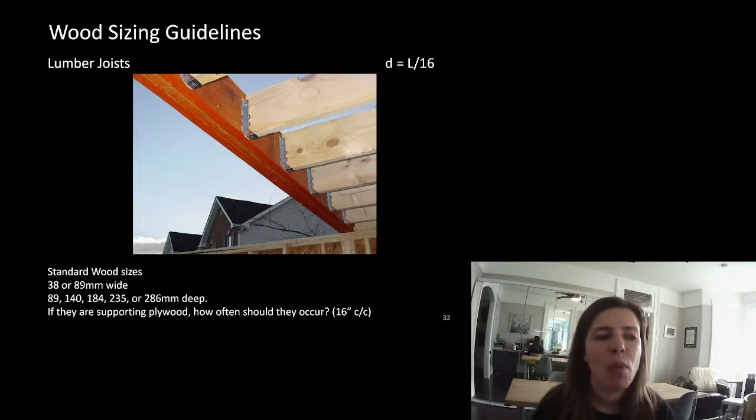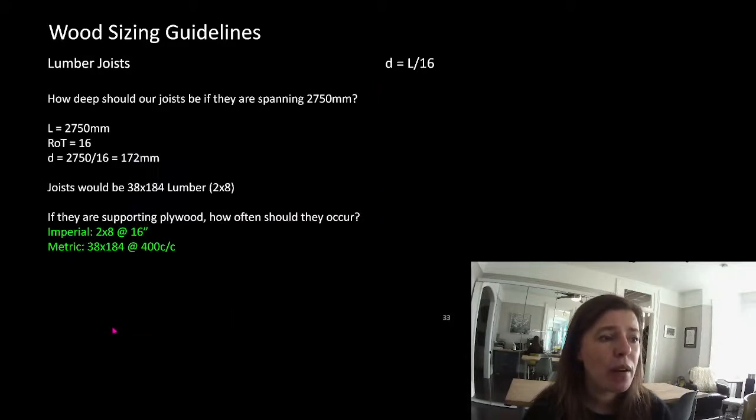If we went with 140, we could be unpleasantly surprised later when we find out that it needs to be deeper. If we went with the 184, maybe we've left a little bit of wiggle room in our back pocket. So I would strongly suggest, and when I ask you in an exam or an assignment, I'm looking for the one that's bigger. So we would want the 184. So 184 is 38 by 184, or a 2x8.